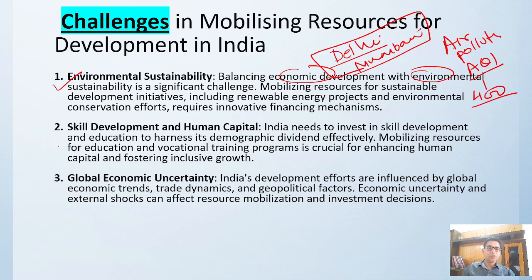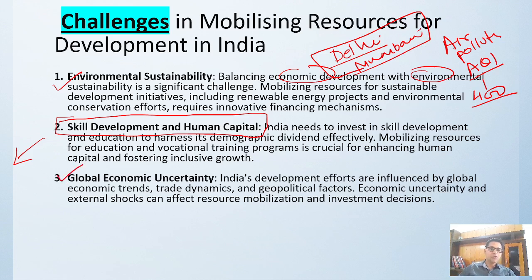Skill development and human capital is still a problem because we are not able to properly mobilize this resource. Human capital we are not able to mobilize properly because we are not providing them with proper skills. We are providing skills, but they are not properly aligned. There is a gap between the type and quantity of skills that is needed. Proper vocational training is the need of the hour in order to generate huge human capital.